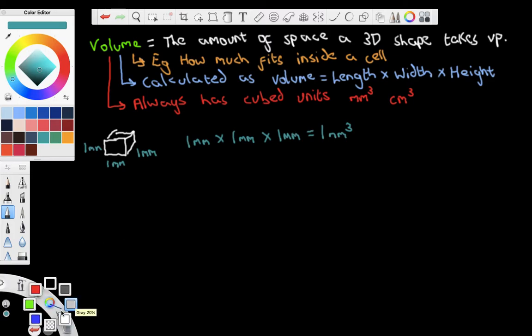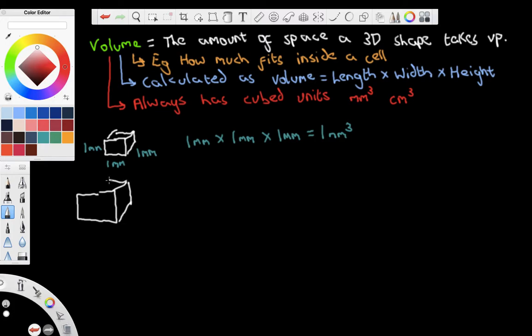Let's see if you can do one by yourself. So if I've got another cube here, except this time, instead of being 1 millimetre, we're going to use the measurements we used before, and we're going to have 3 centimetres by 3 centimetres by 3 centimetres. Pause the video now, see if you can work out the volume of this cube.